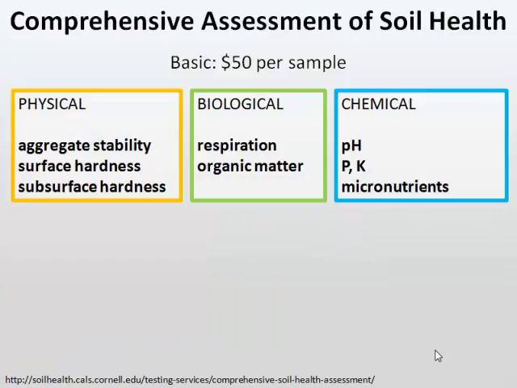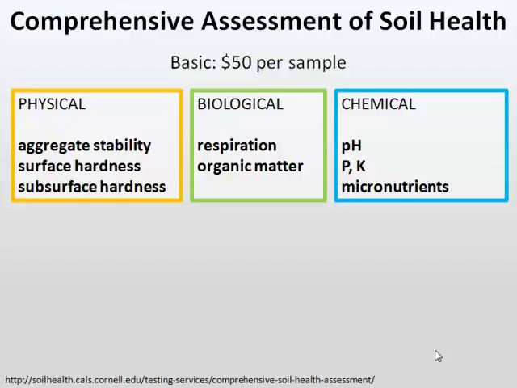Has anyone ever submitted to Cornell? A few folks, okay. So they originally just had a single series, but now they've actually broken it down into 3 different tiers. There's a $50, a $95, and then a $150 test. So however many indicators you want, but this is basically their bare bones, their basic test.